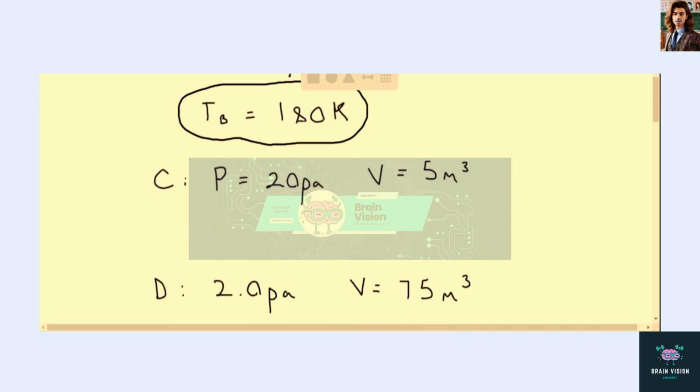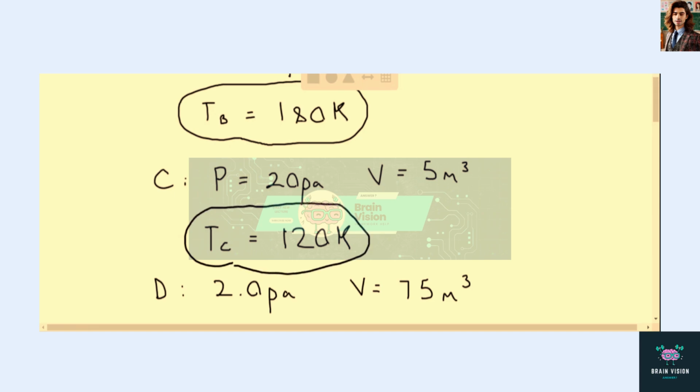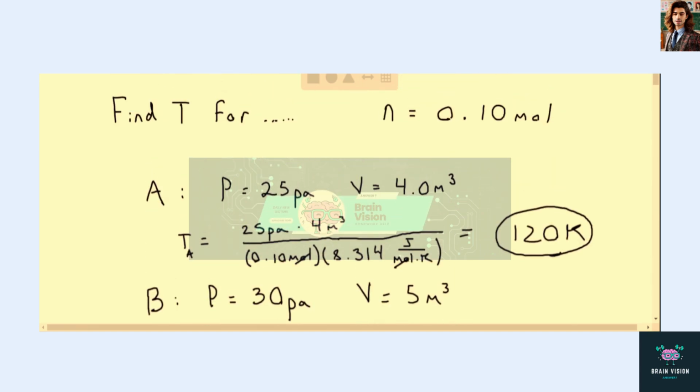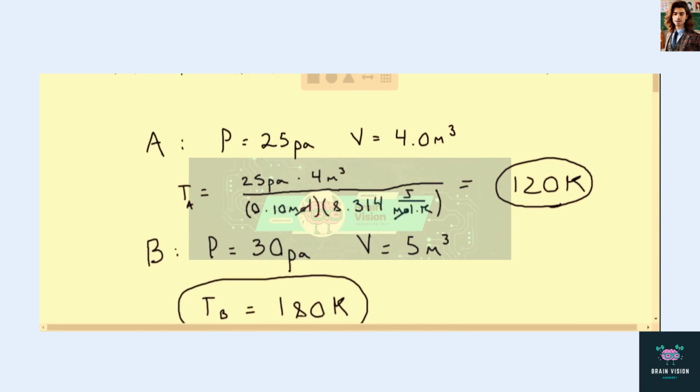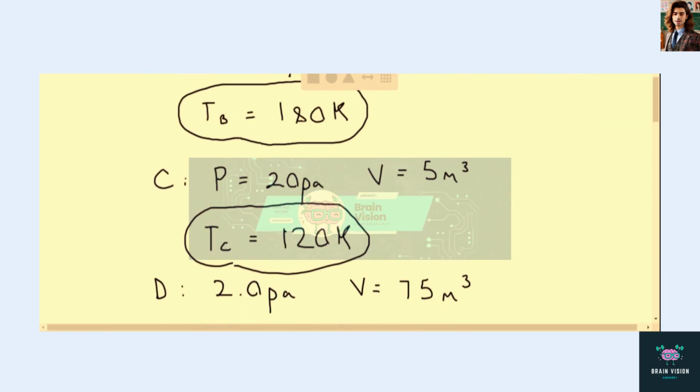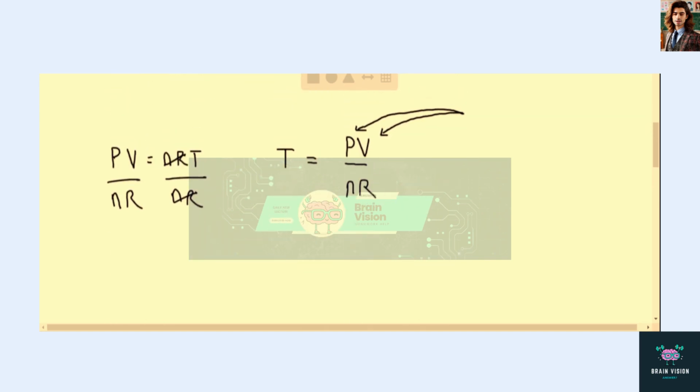Now, similarly, again, doing the exact same process, if we plug in our values for C, we will get 120 Kelvin. So this temperature has the exact same value as the first one, but it has a different pressure and volume. So this one has a lower pressure, but a higher volume. So if we look at our equation again, if we lower the pressure, but raise the volume, we can still end up with the same temperature. So they'll balance each other out.